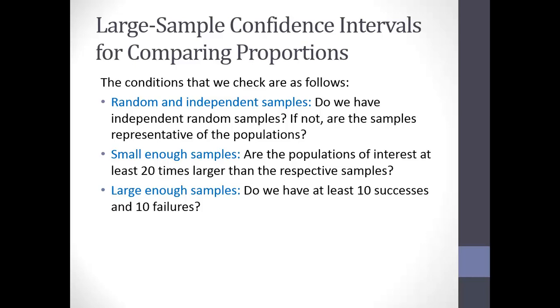So again, we still have the same conditions. Random sample and small enough sample are going to be the same as they were before. Just want to make sure we have random samples for each of these groups. And just like chapter 19, are both populations of interest at least 20 times larger than our sample size? So we want to make sure both of our samples are small enough. And then for the large enough sample, we want to make sure we have at least 10 successes and 10 failures in each group.